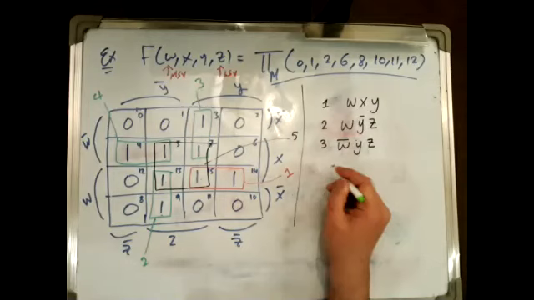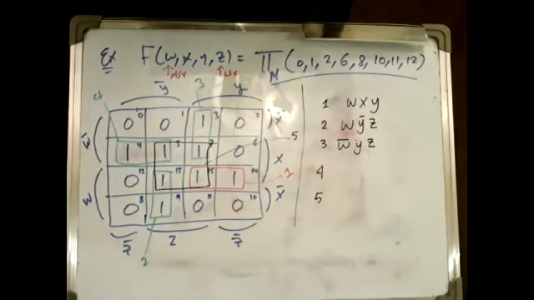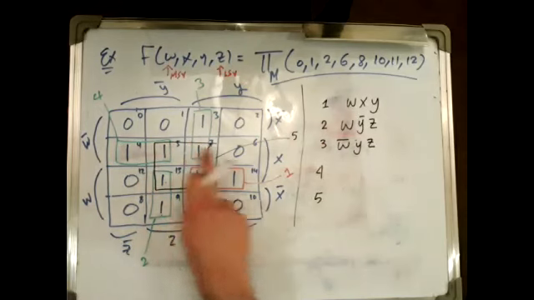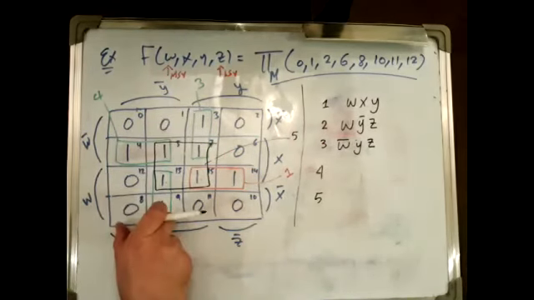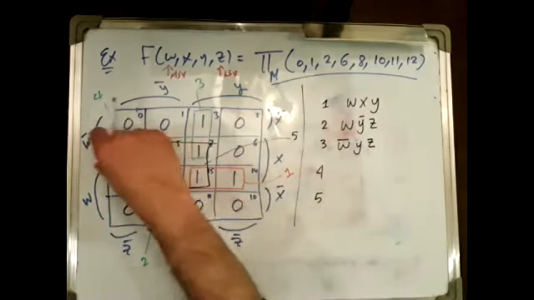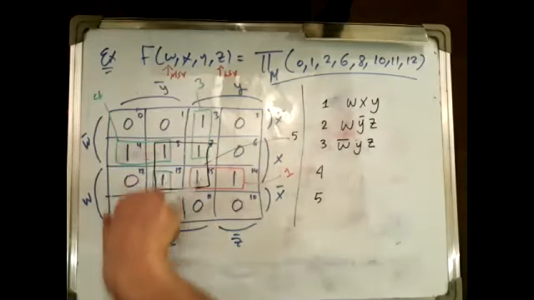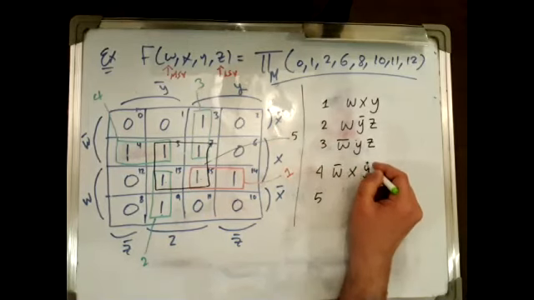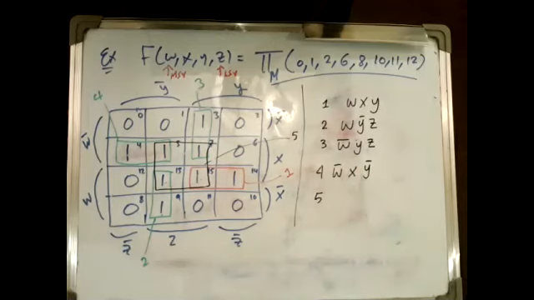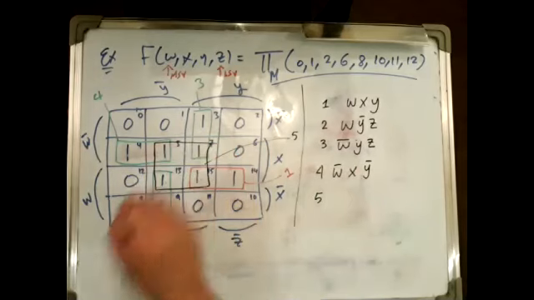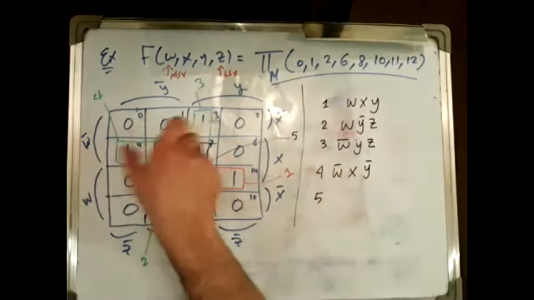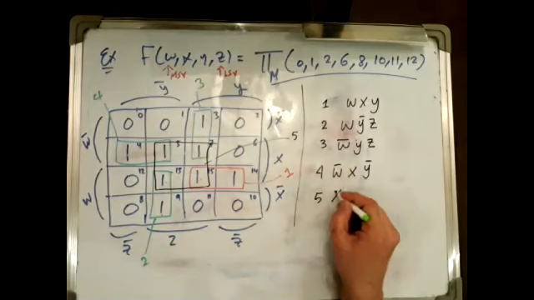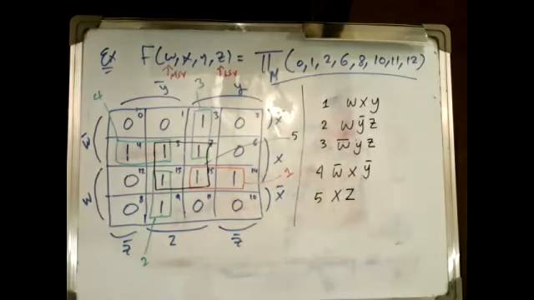Okay, number 4. This is number 4. Where is number 4? It is in W bar and X and Y bar. W bar ANDed with X gives this row, ANDed with Y bar gives these two little squares. So it is W bar, X, Y bar. Okay, the last one is this big square, which is in X ANDed with Z. So it is X, Z. Yes, Abdullah.